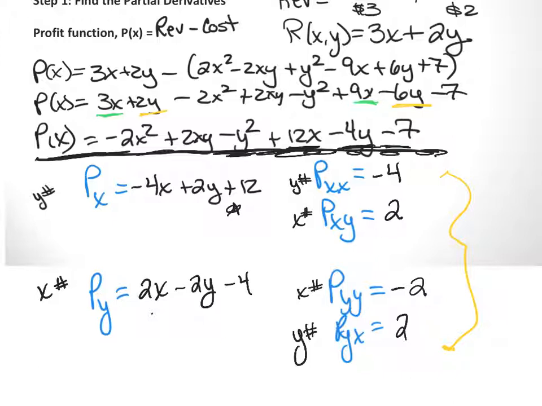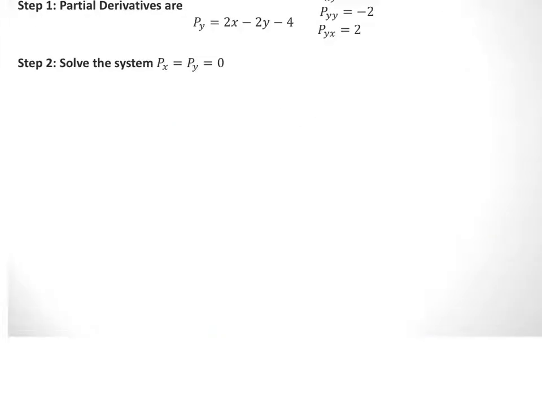We're going to take those with us to the second step, and that's going to be solving the system of these two. Okay, here we go. So we already have our original function. Don't forget, this is the one we're working with, and we are trying to maximize the profit. So we try to find x and y for that. We need to solve P_x equals 0 and P_y equals 0.